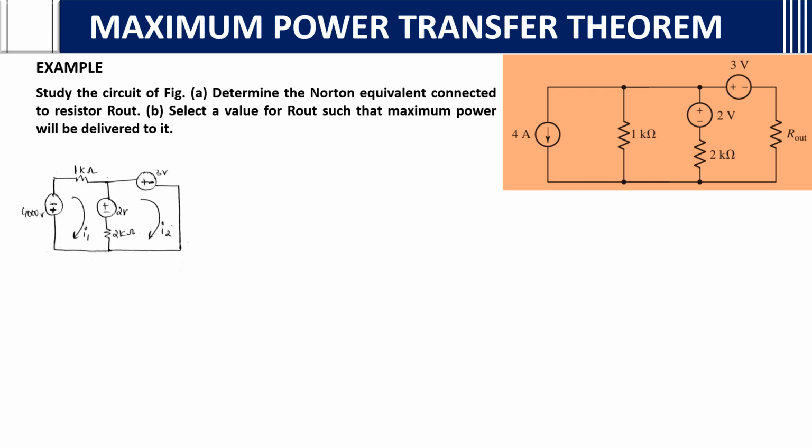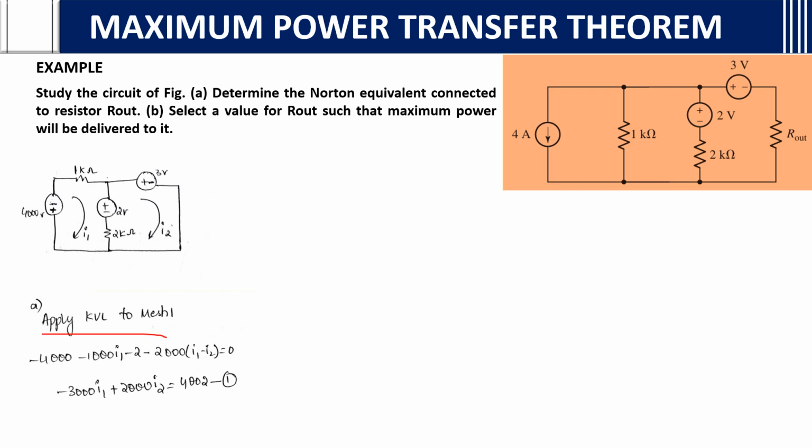For the Norton equivalent, we will short circuit first. We remove the load resistance, that is R out, and short circuit it. What they want is the Norton equivalent connected to the resistor, so we want IN. For finding IN, we apply KVL to mesh 1. By applying KVL, you will get minus 4000 plus minus 1000 I1 minus 2000 into (I1 minus I2) equals 0. Why? Because with respect to I1 we are doing mesh 1. You will get the equation like this.